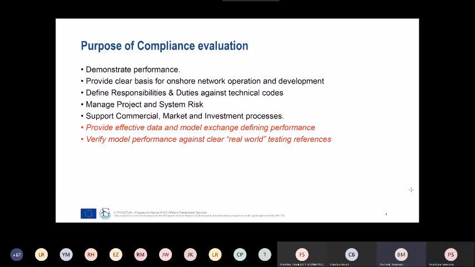And then I've put in red two other areas: providing effective data and modeling exchange, and verifying model performance against real-world testing references. And why have I put them in red and illustrated them like that? Well, much as if you had a builder building your patio, you might struggle to get a drawing of what he's done at the end of it, or after you've done your accounts, needing to go back through the paperwork, you might struggle to find all of that, because it's often the inconvenient aspect of the process, and it's the last thing that often is there on the checklist.